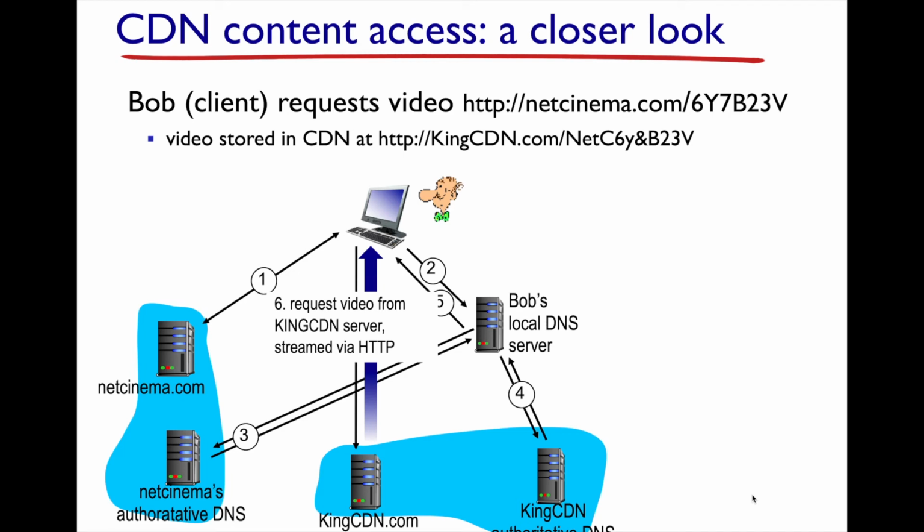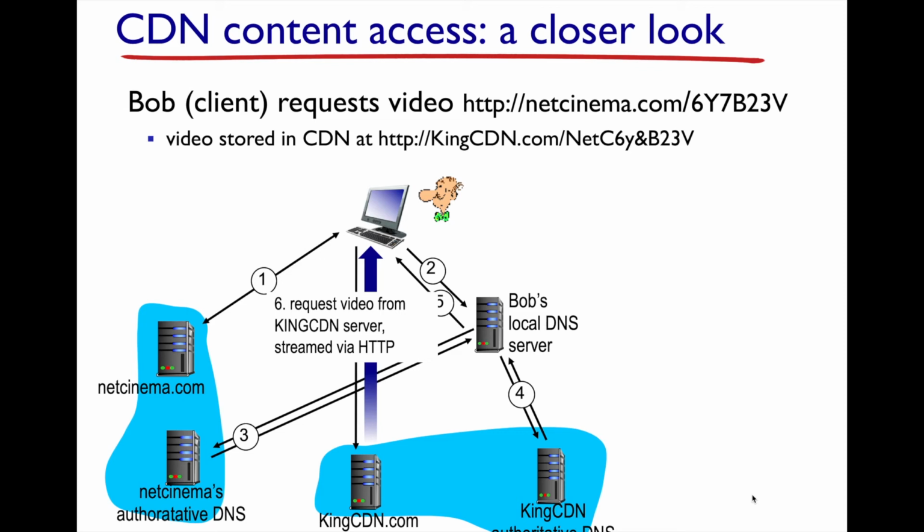So Bob's local DNS gets this IP address, and Bob's client gets it from Bob's local DNS server. So now Bob knows the specific server instance in the King CDN data centers where the video is located, and then downloads the manifest and is able to stream adaptively from that CDN node instance. Okay. Any questions about this?